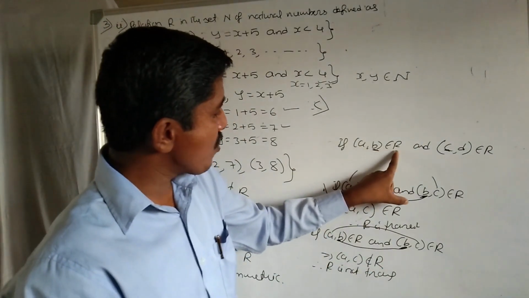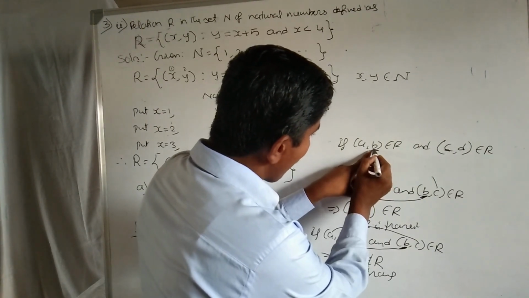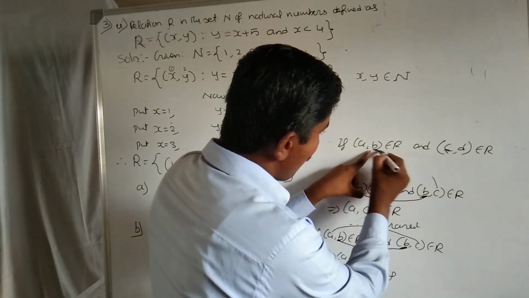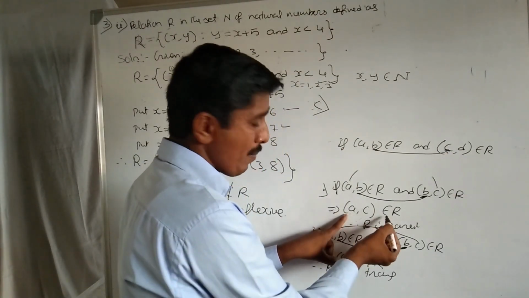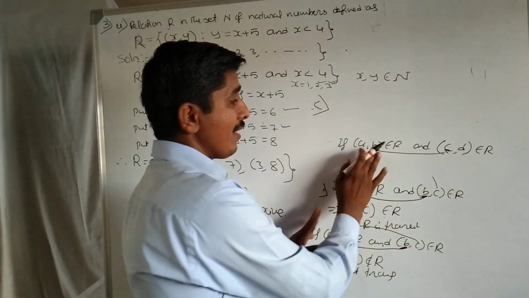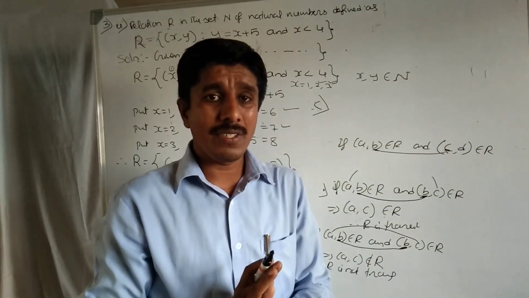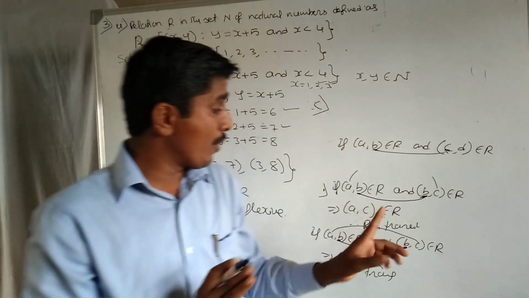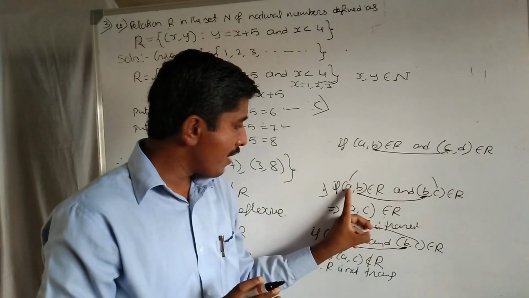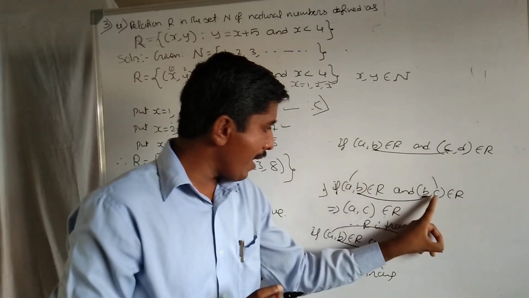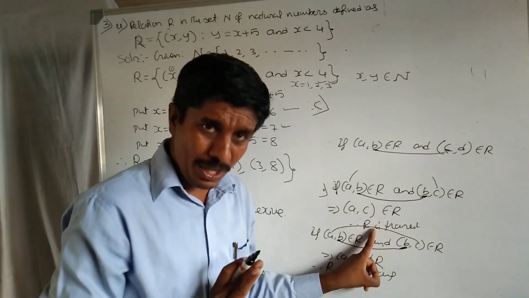(A, B) belongs to the relation and (C, D) belongs to the relation, but here the second element B and the first element C: B is not equal to C, so there is no need to verify whether (A, C) belongs to R. Then we say clearly that the ordered pair itself is transitive, mind it. In this case, if the second element equals the first element, then (A, C) belongs to the relation, which means the relation is transitive.